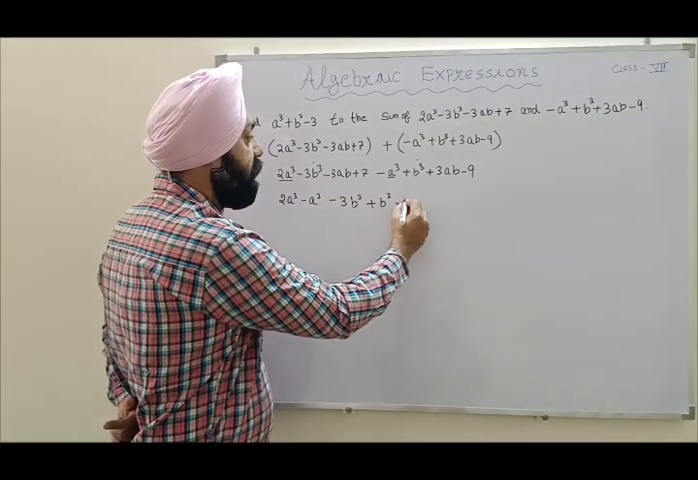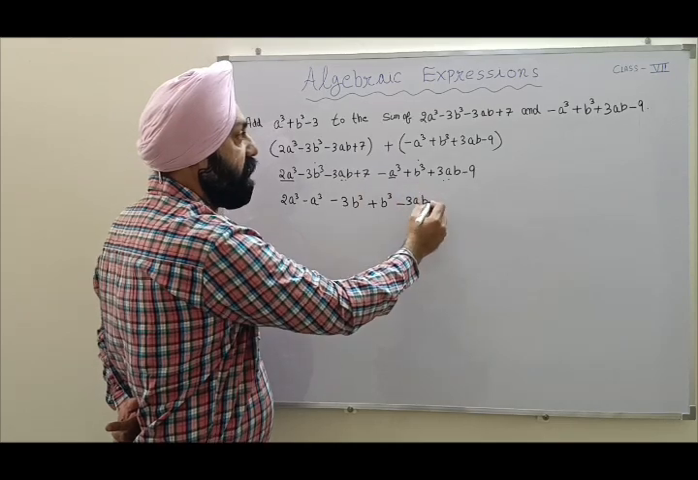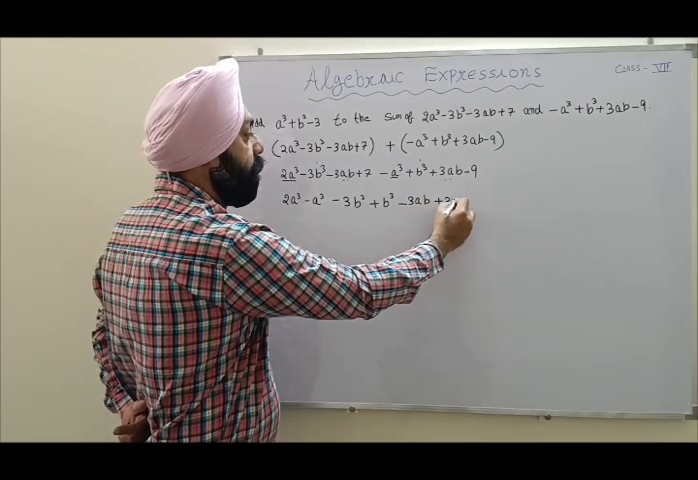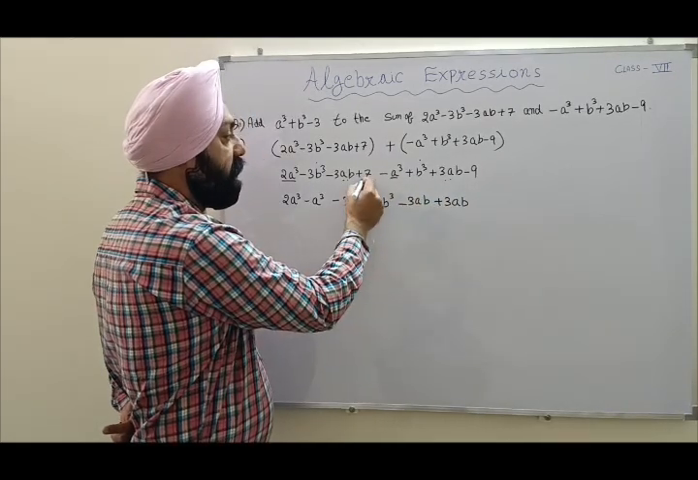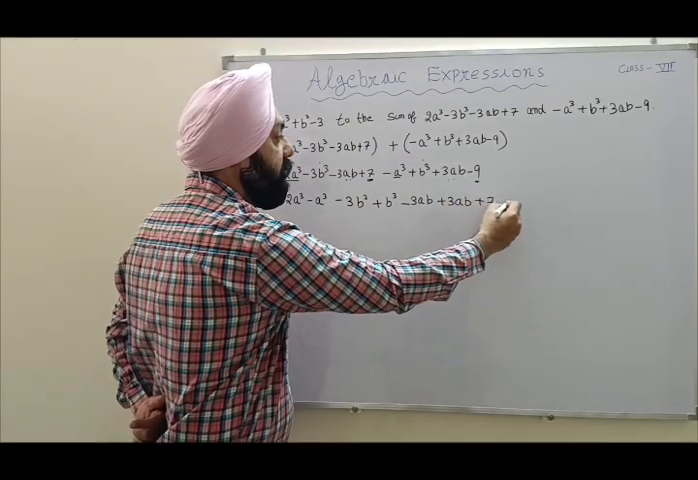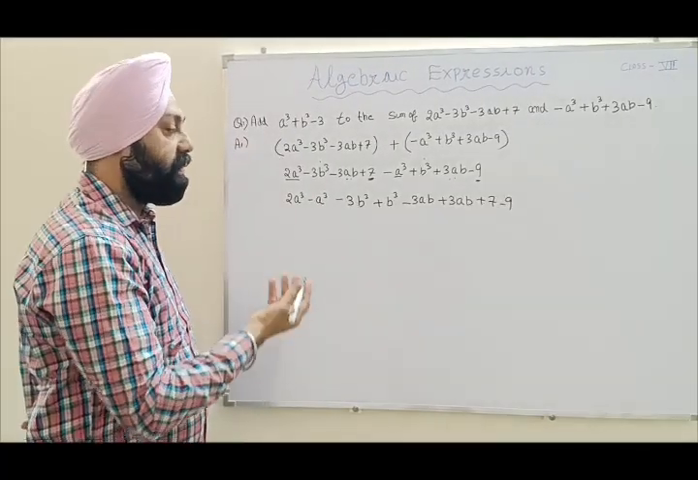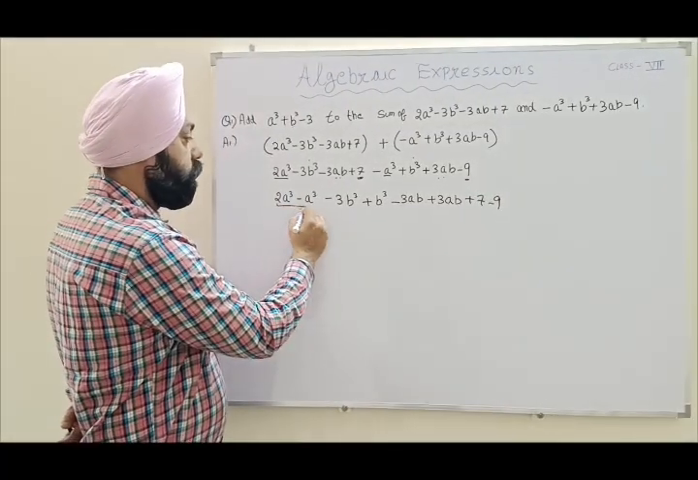Next we have minus 3ab, and with this term we have another plus 3ab, and what is remaining now? 7 and minus 9. So plus 7 and minus 9. So in this step we have combined the like terms. Now we will simplify the like terms using the rules of integers.